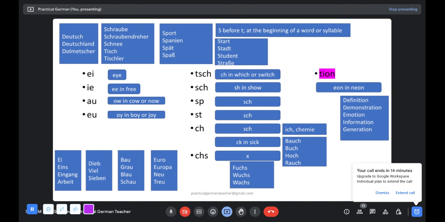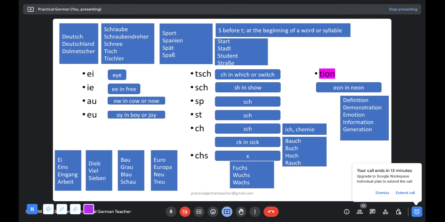Okay. Demonstration. No, no. Station. Demonstration. Emotion. No, not shun, eon. So how you say neon, right? That eon. So emotion, eon. Yeah, emotion. So information. Still no, you're not reading correctly.